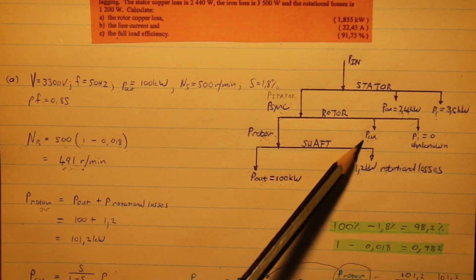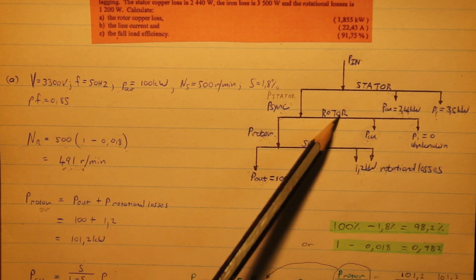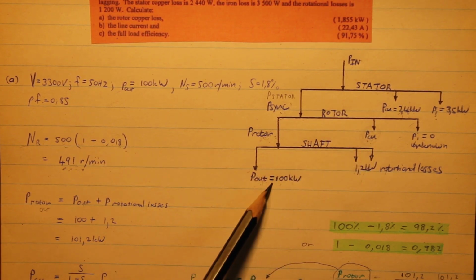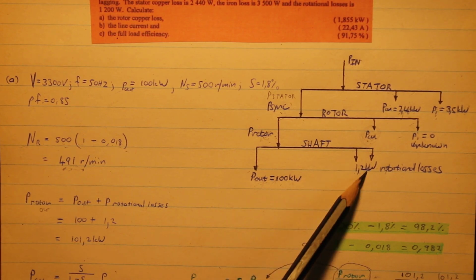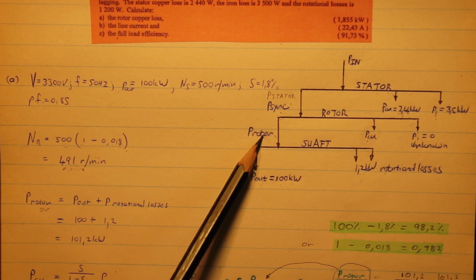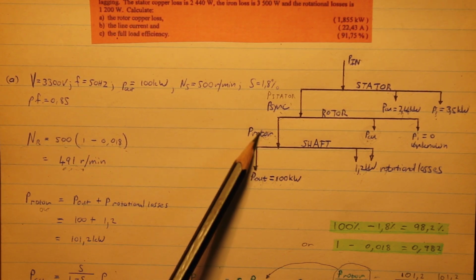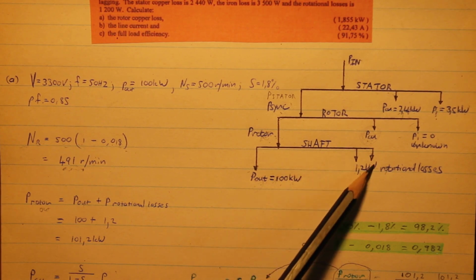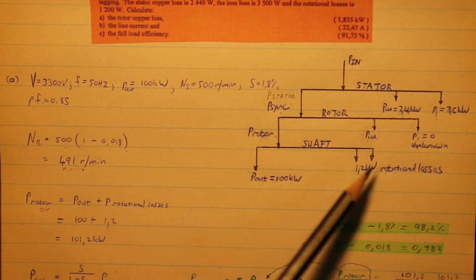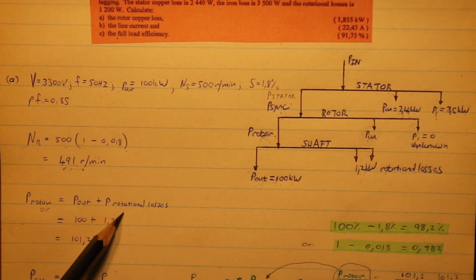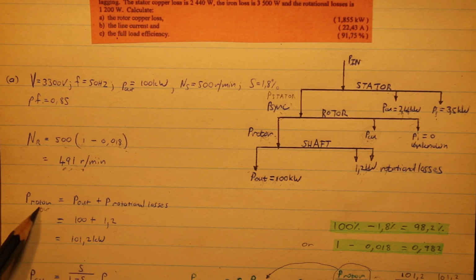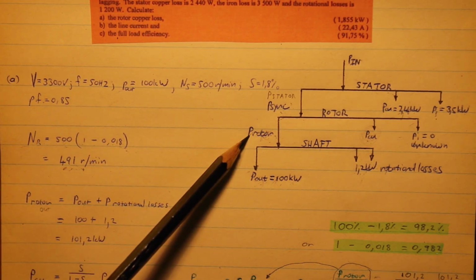Now, we need the copper loss of the rotor. How are we going to get there? We have the power output of the motor, and if we say the power output of the motor plus the rotational losses, we will get the rotor power, the output from the rotor. Remember, the output from the rotor is connected to the shaft, minus the friction and windage gets the power out. So we're just working backwards. So the power out plus the rotational losses, it's 100 plus 1.2 equals 101.2. So that's your rotor out.